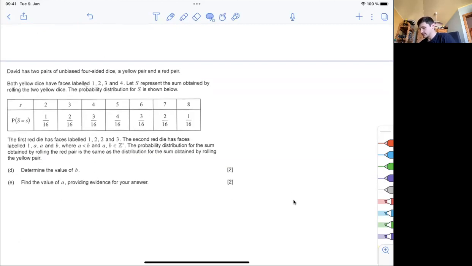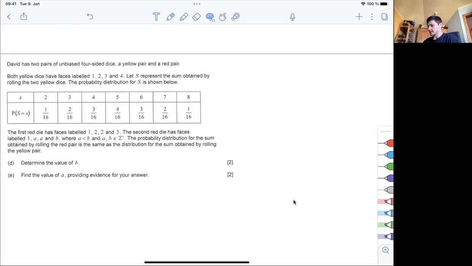Okay, so part D and E, I've brought them down to a new page. So David has two pairs of unbiased four-sided dice, a yellow pair and a red pair. Both yellow dice have faces labeled 1, 2, 3, and 4. Let S represent the sum obtained by rolling the two yellow dice. The probability distribution for S is shown below. Okay, cool. So that's given here.